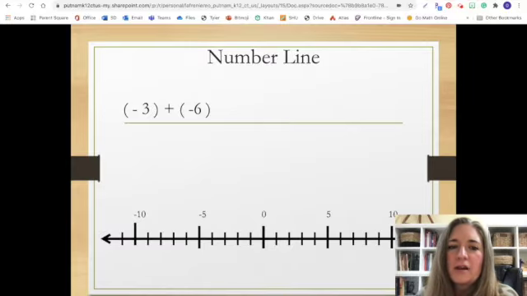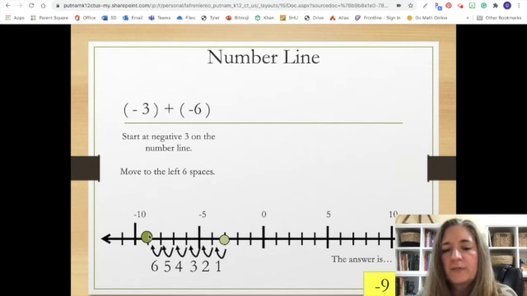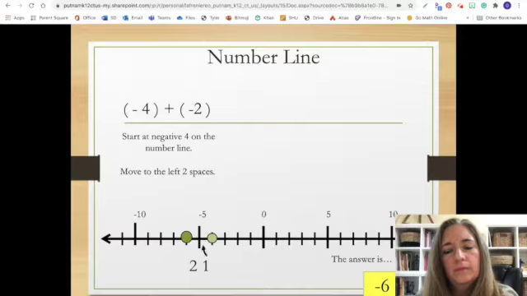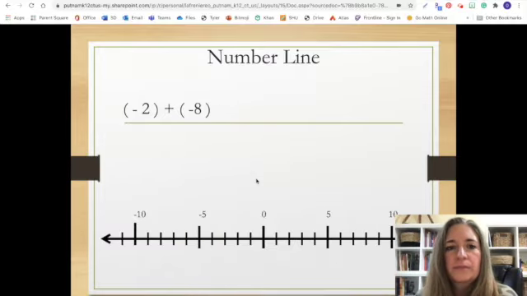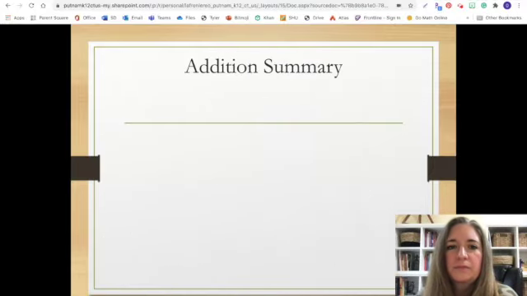So here the numbers are the same. We would start at the -3, and then we're going to move to the left 6 spaces. So we start at -3, move left 6, and we get to -9. So why don't you try a few? So again, with this one, started at -4, moved left twice to get -6. This one would be -10.